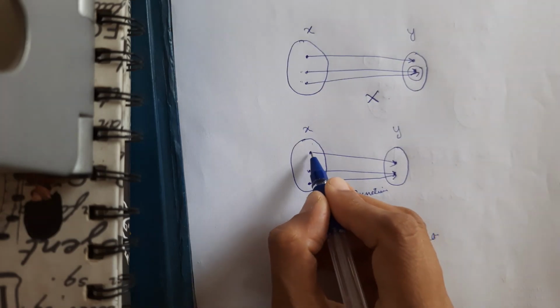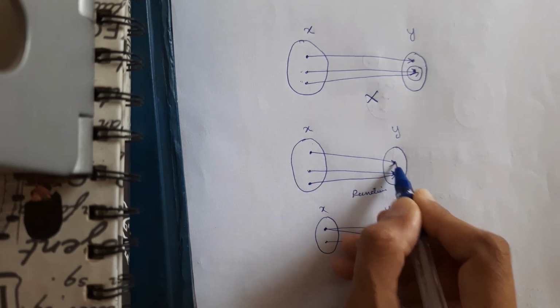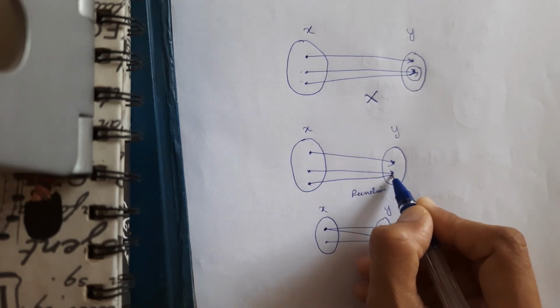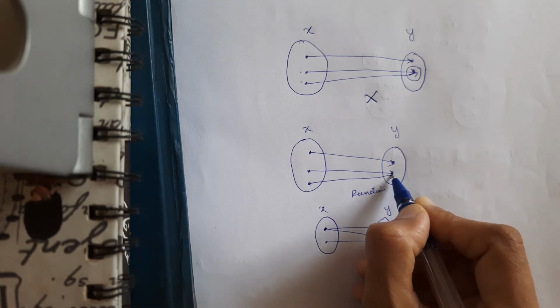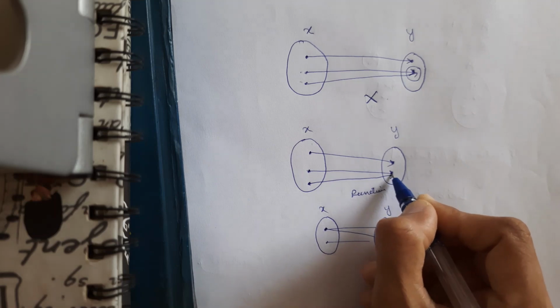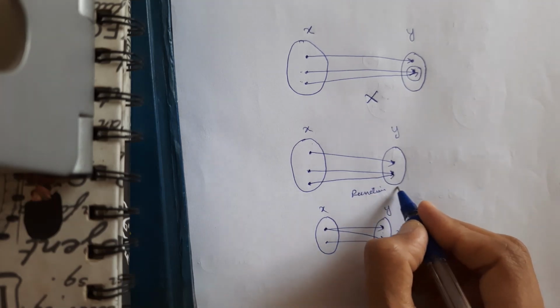Okay. But exactly one output for one input. So these two inputs have the same output. That is allowed, because this is different, and I am getting the same output. So that is allowed. This is a function.